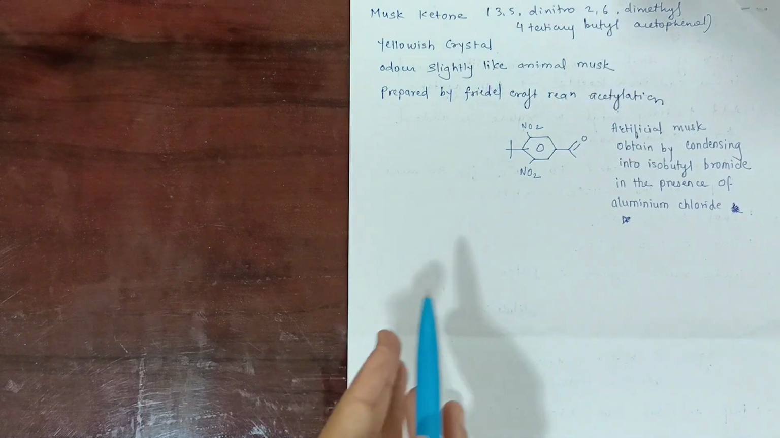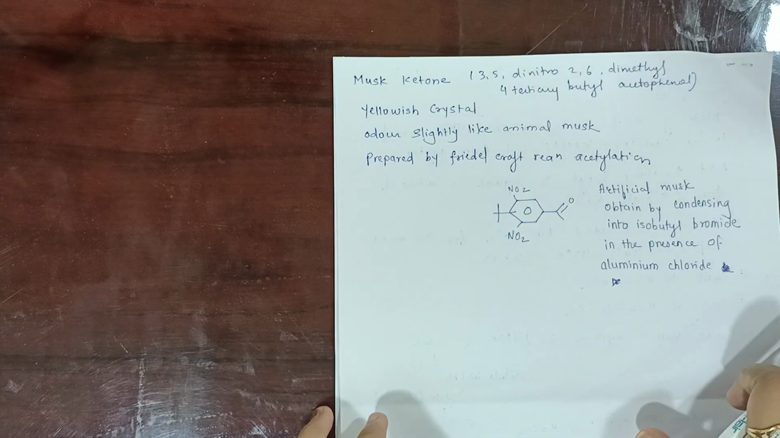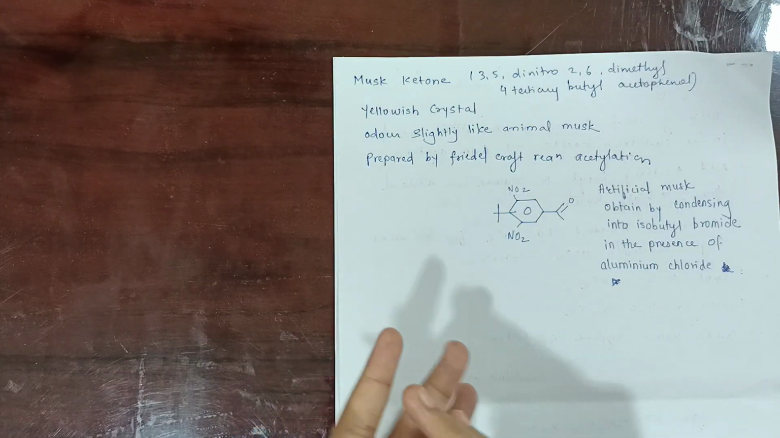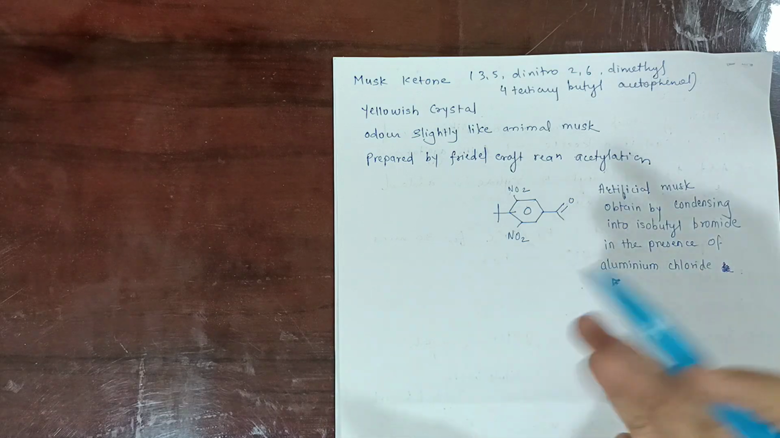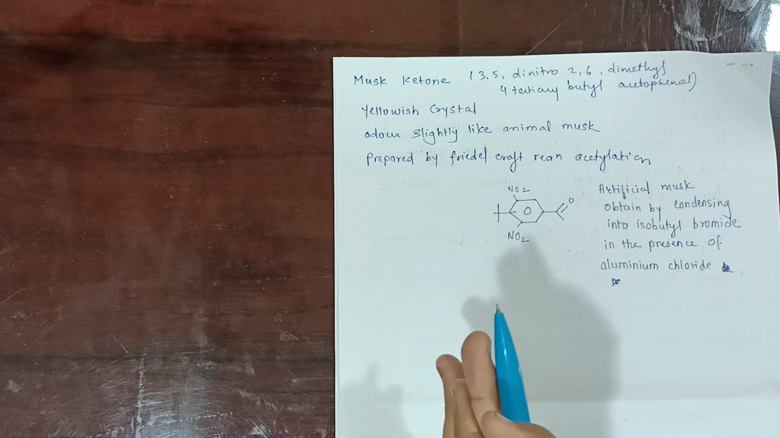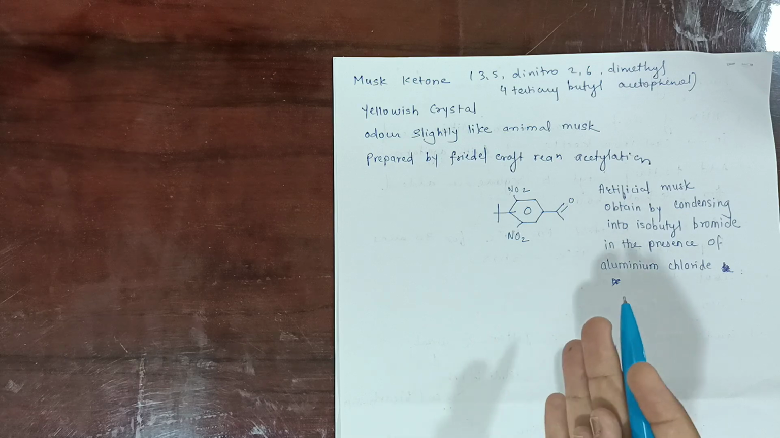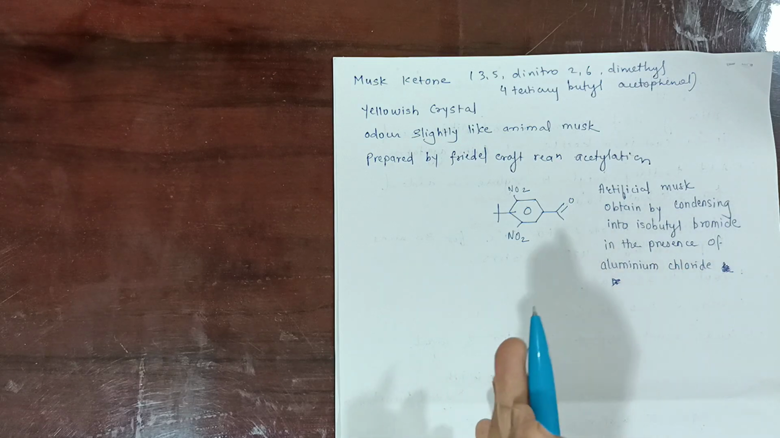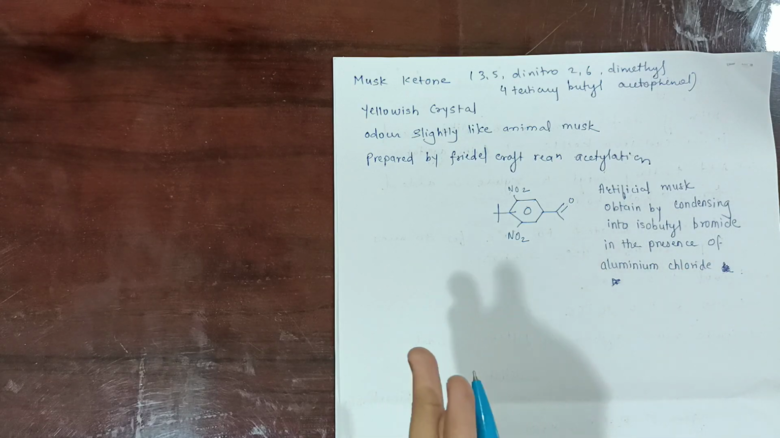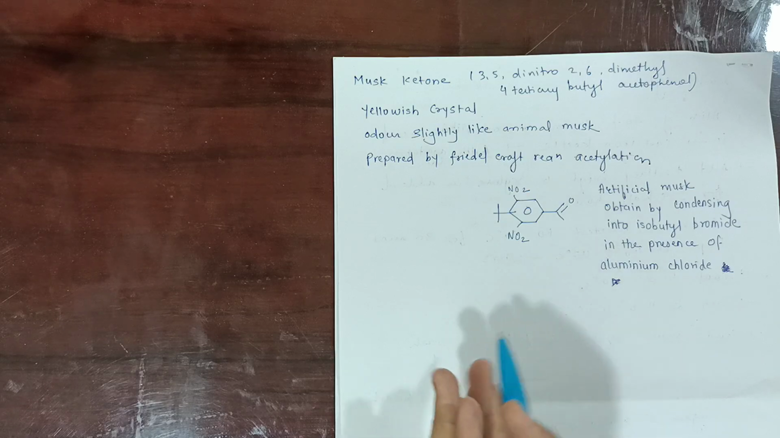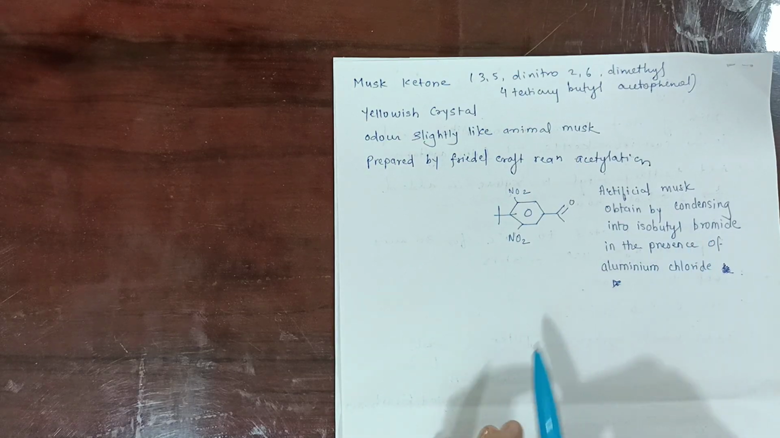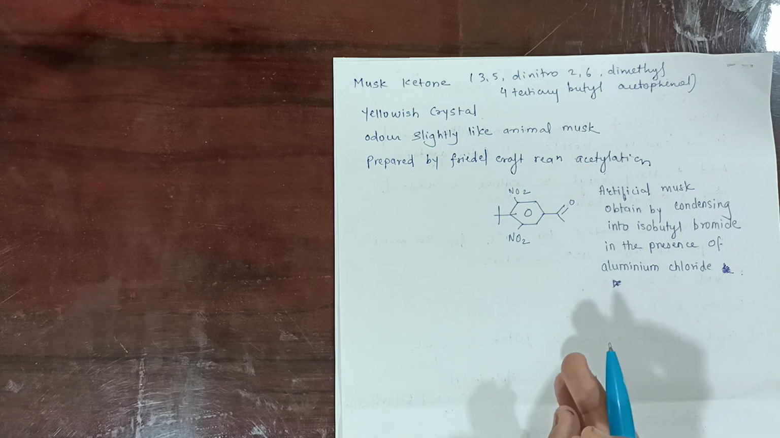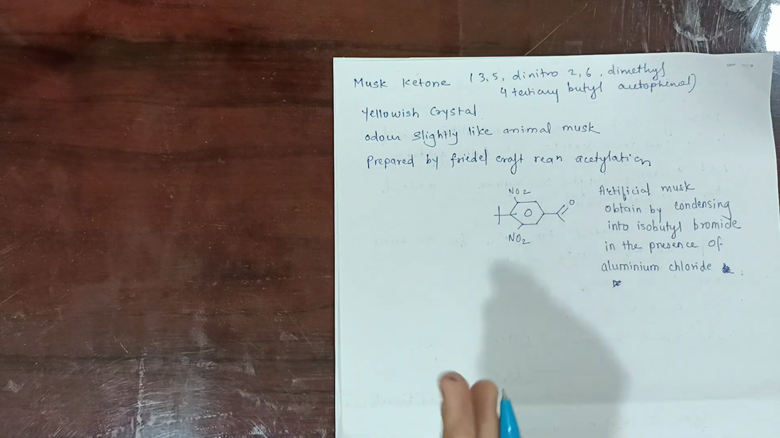It is a yellowish crystal, with an odor slightly like animal musk, and it has a pleasant smell. It is prepared by the Friedel-Crafts reaction, acetylation, and this artificial musk is obtained by condensing with isobutyl bromide in the presence of aluminum chloride, and you get your musk ketone.